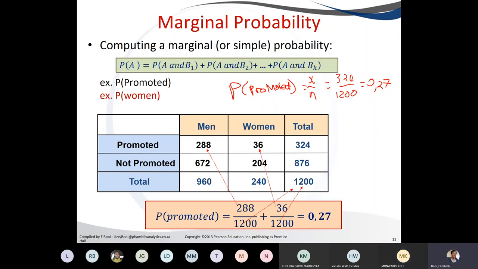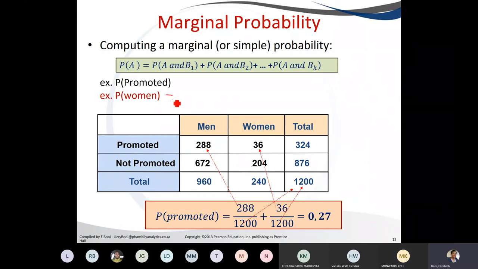Calculate the probability of women, not using the simple event, but using the marginal probability. I am going to do it with you now. So to calculate the probability of women, therefore this column of women, it means I'm going to use the joint event of women promoted and the joint event of women not promoted. So it will give me 36 divided by 1,200 plus 204 divided by 1,200.